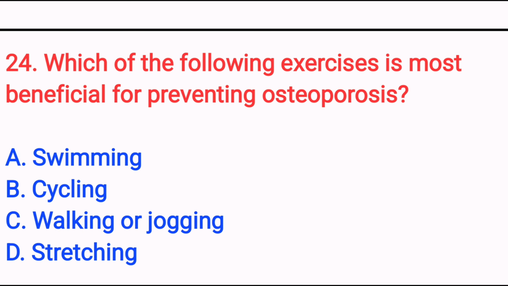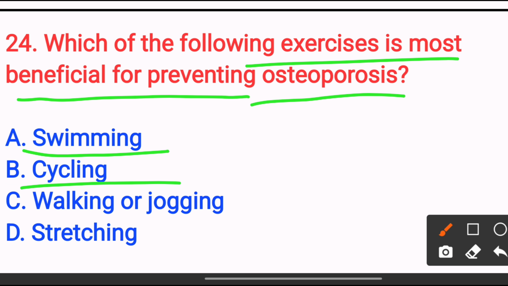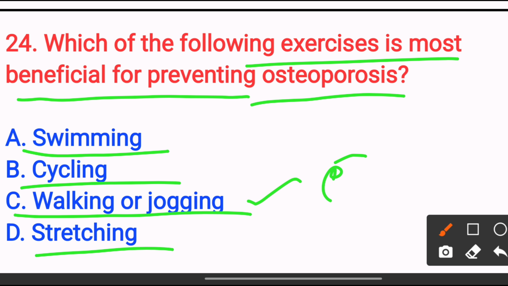Next, which of the following exercise is most beneficial for preventing osteoporosis? Option A, swimming. Option B, cycling. Option C, walking or jogging. Option D, stretching. The answer is option C, walking or jogging. Weight bearing exercises like walking, jogging or stair climbing stimulate the bone remodeling and strengthen bone tissue.